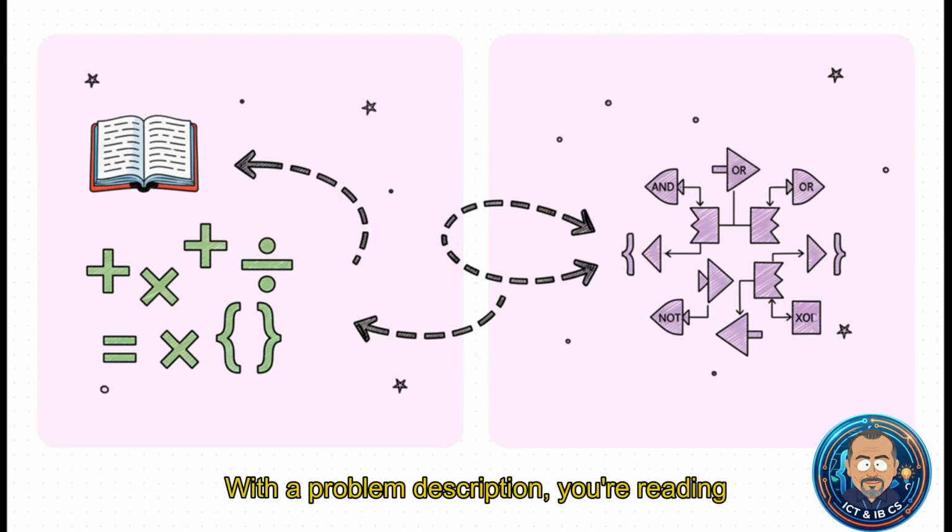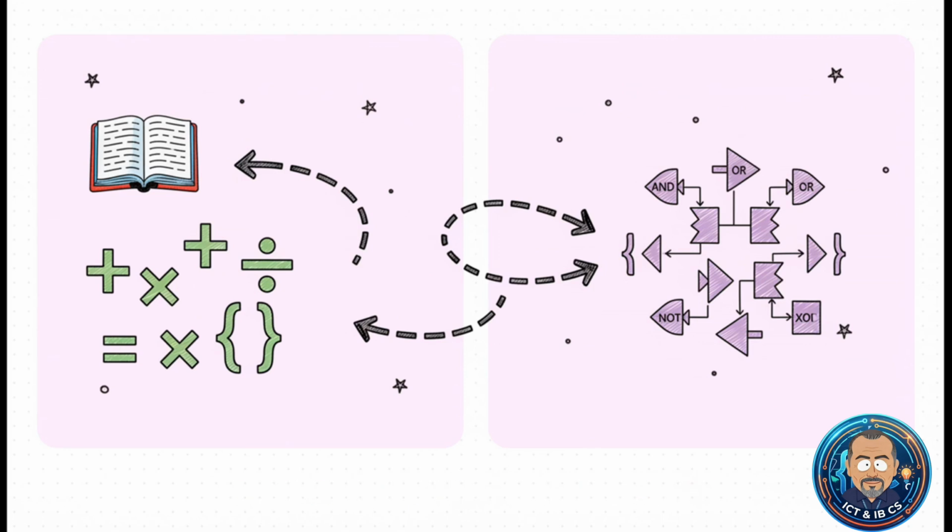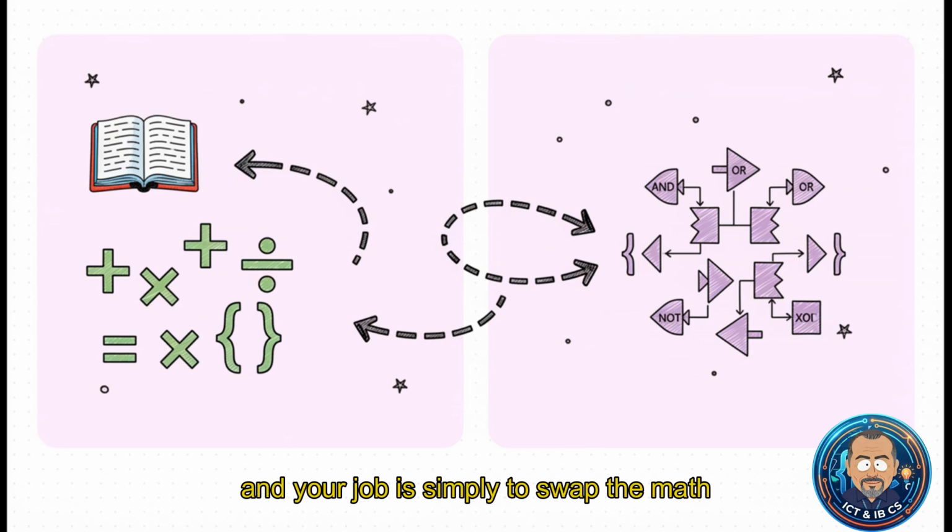With a problem description, you're reading a real-life scenario, like, say, a security alarm, and deducing which gates fit the conditional logic. With a Boolean expression, the logic is already perfectly mathematically defined, and your job is simply to swap the math notation for our visual gate symbols. While the starting points differ, the end goal is exactly the same, a clear, standardized blueprint.